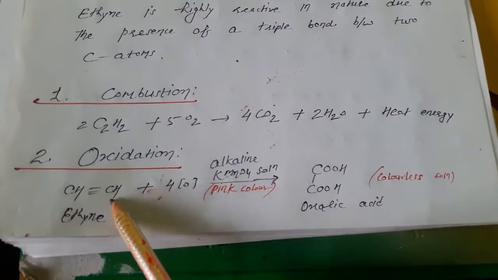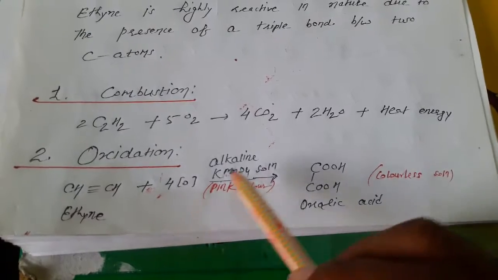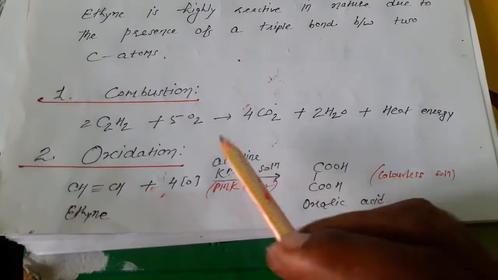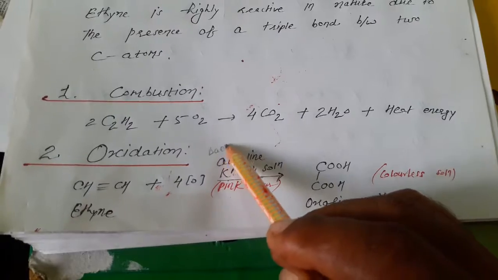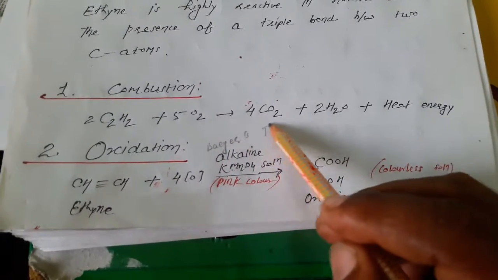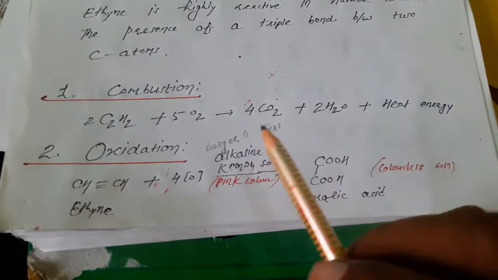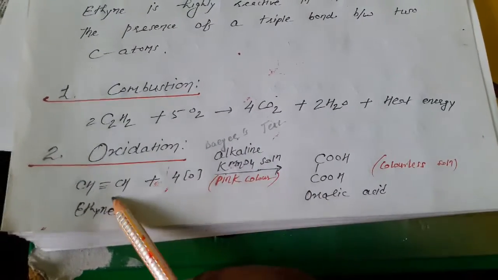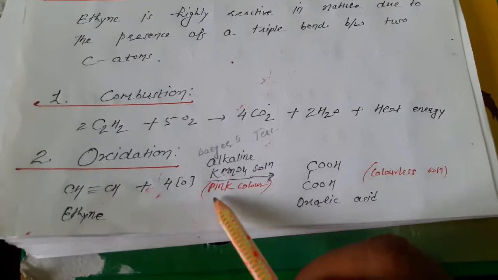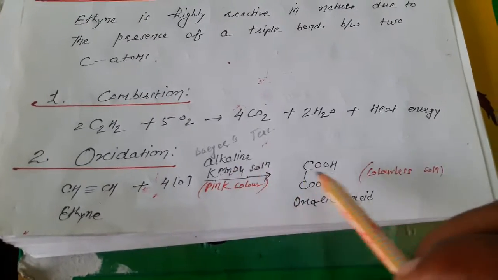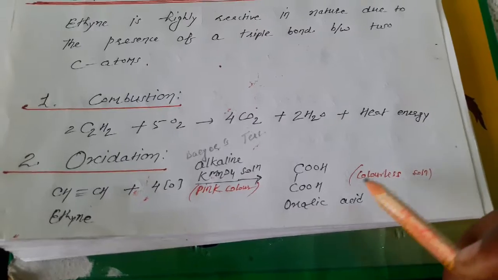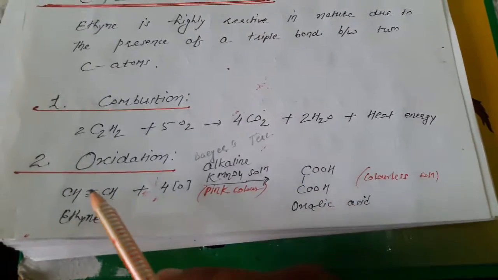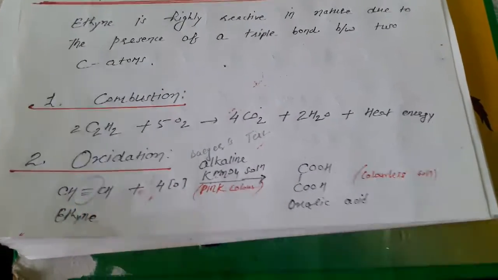Oxidation. Acetylene ethyne is oxidized by alkaline KMnO4 solution, that we also say Baeyer reagent. This is also the Baeyer test. Okay, so what is this test? The reagent changes its color, because that gives the oxidation of ethyne and gives the addition. So the pink color of alkaline KMnO4 solution is discharged or decolorized, okay, due to the formation of oxalic acid. So this is also a test for unsaturation of an organic compound, to check the unsaturation.